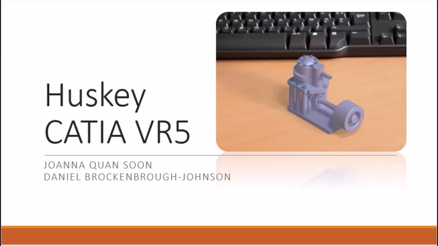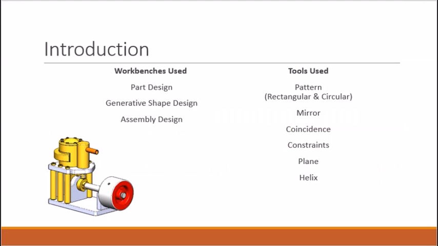And we're presenting to you a Husky engine modeled in CATIA V5. Today we're going to walk you through some processes that we use to design some of our parts.